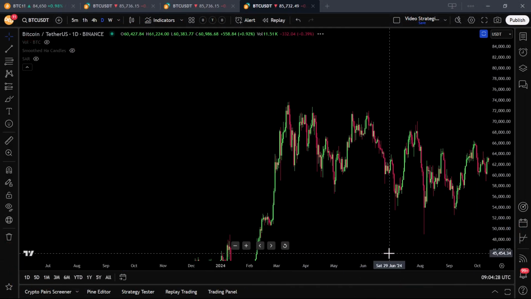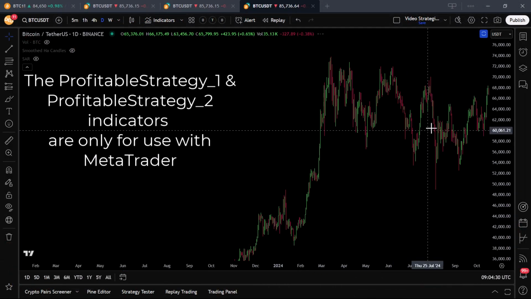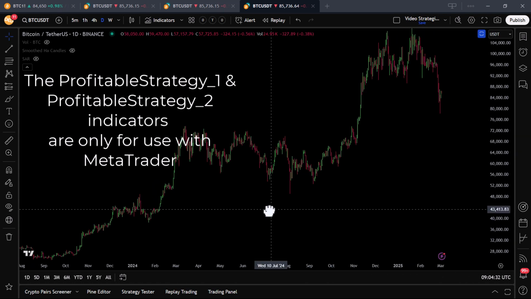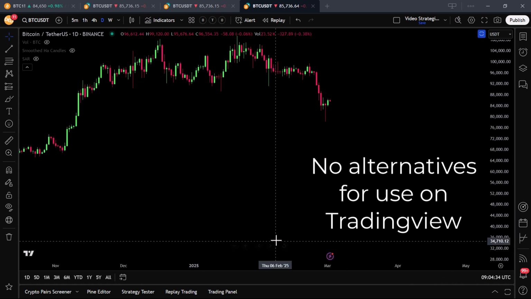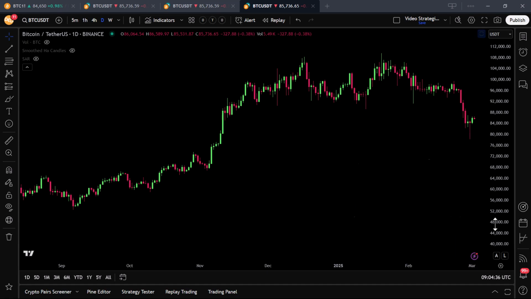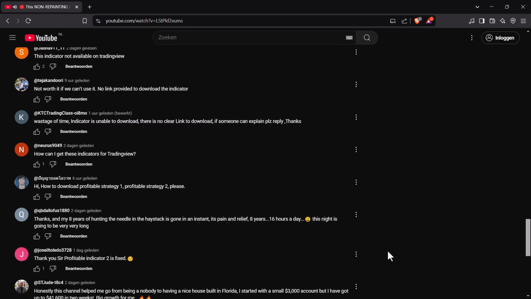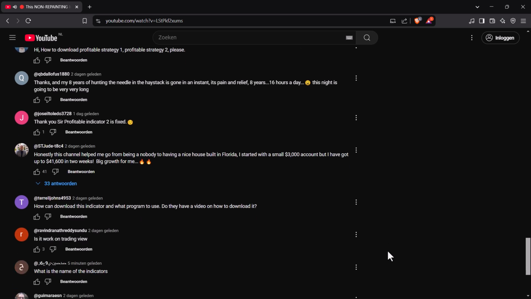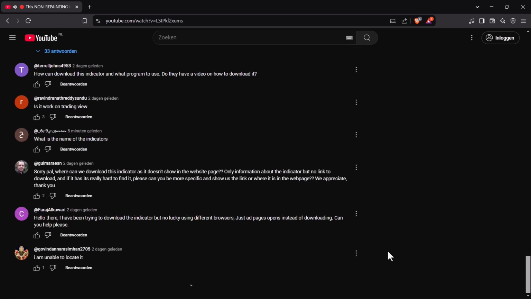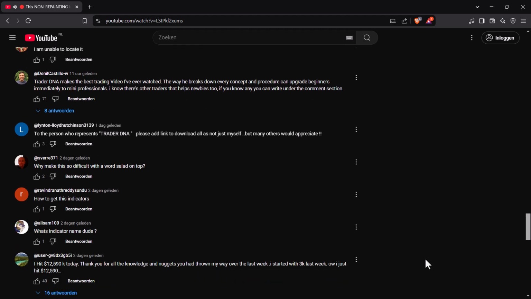The biggest disadvantage of this strategy is that the indicators used are only for use with MetaTrader. There is no other information on the actual names of the indicators. Multiple people are already complaining about this and I cannot blame them, because without this information there is not much that we can do on other platforms than MetaTrader.